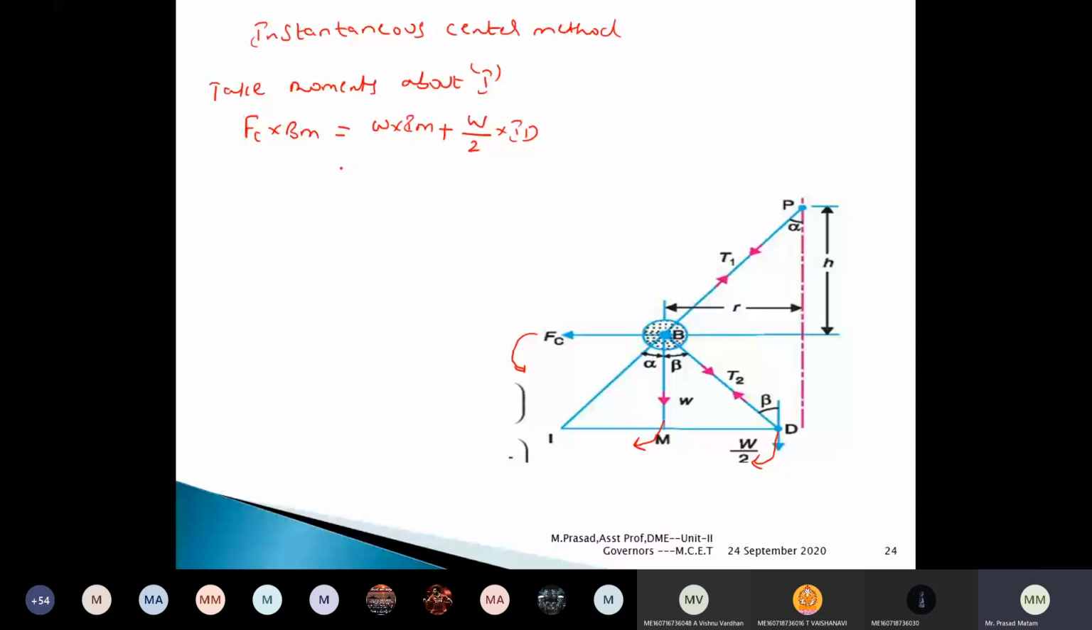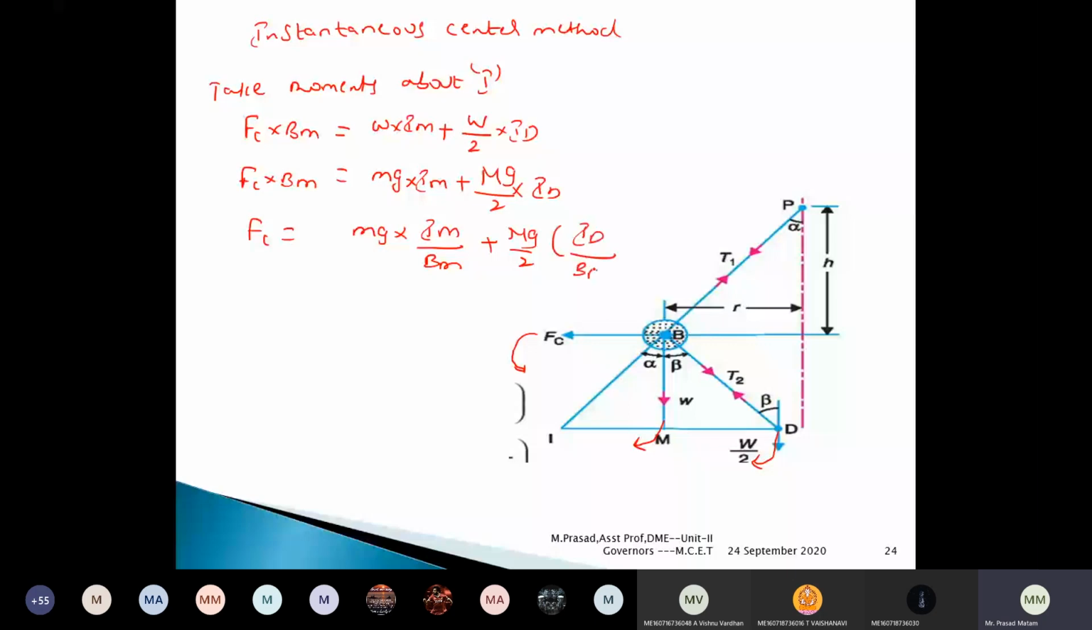Keep Fc into Bm here. W I can write as mg into Im plus capital W. I'm writing it as capital M, Mg by 2 into Id. Now get this Bm downwards. Right hand side: Fc is equal to mg into Im by Bm plus mg by 2 into Id by Bm.